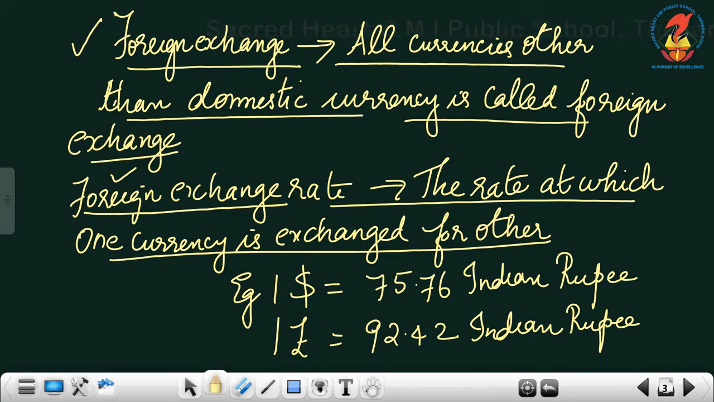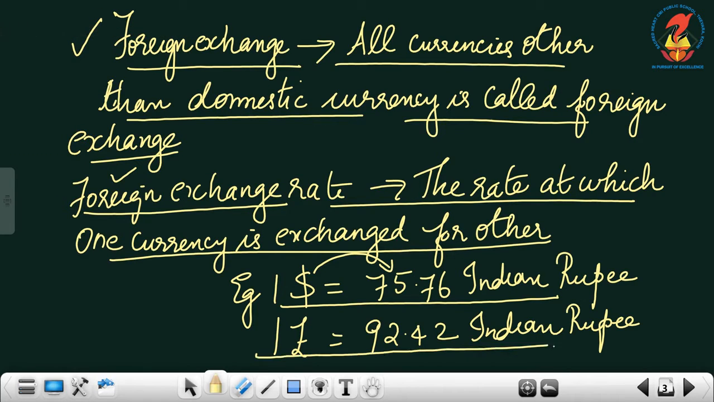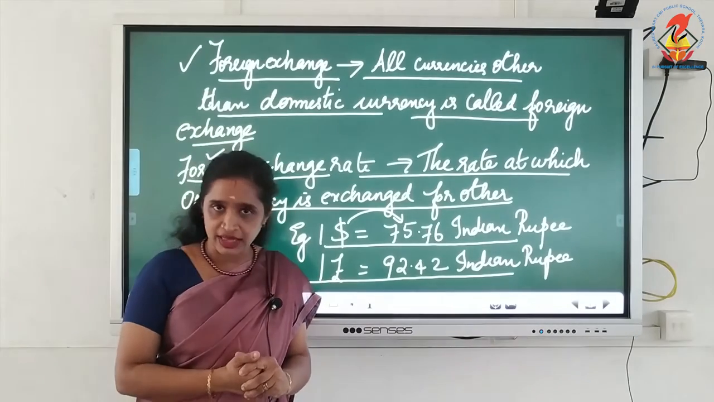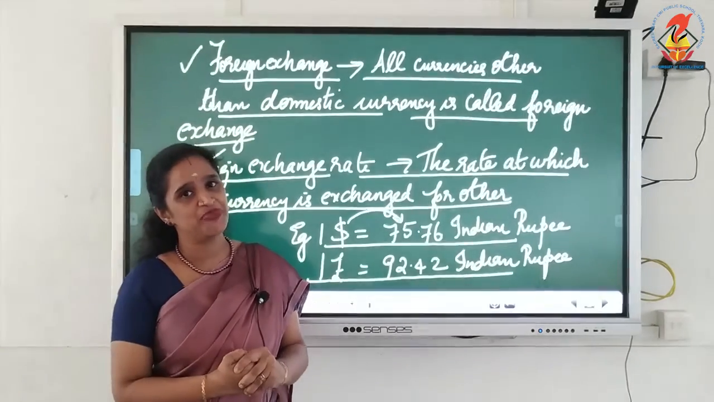Now, let us see that with the help of an example. $1 is equal to 75.76 Indian rupee. In terms of Indian rupee, that means $1 can be exchanged for 75.76 as per the Indian rupee. Now, what is the exchange rate of 1 pound sterling? 1 pound sterling can be exchanged for 92.42 as per the Indian rupee. So, this is the exchange rate. The rate at which one currency is exchanged for the other is known as the foreign exchange rate.